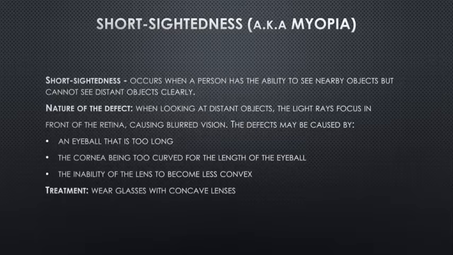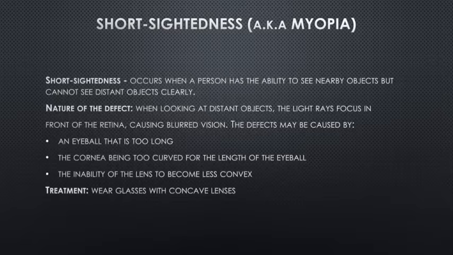So what happens here, or what's the nature of the defect? When looking at distant objects, the light rays focus in front of the retina instead of focusing on the retina. I'll show you a diagram. This causes blurred vision, meaning the person is not able to see objects or structures that are far away from him or her properly, they become blurry.